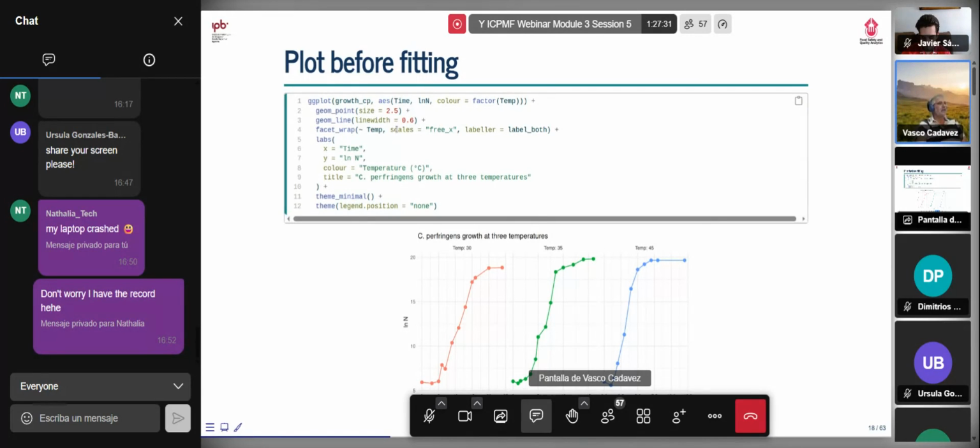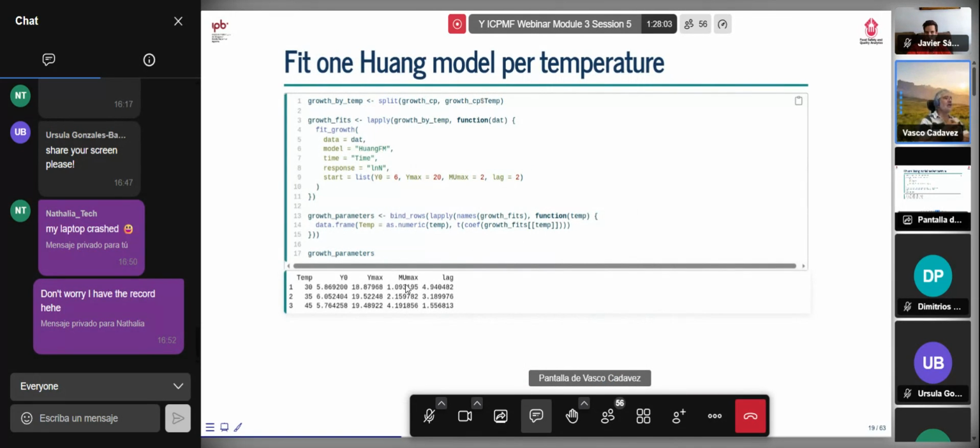Okay, the next step is to plot. In this case, we have 3 temperatures, the different environmental conditions. So we need to plot for the 3 temperatures, and I use the ggplot function. I will not explain this code because I'm sure that you already use it in your work, but you can see that we have 3 nice growth curves. Okay, now we check that we can fit a full growth model. So I will choose one model and I will fit it.